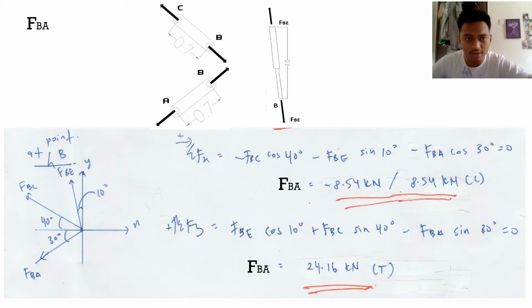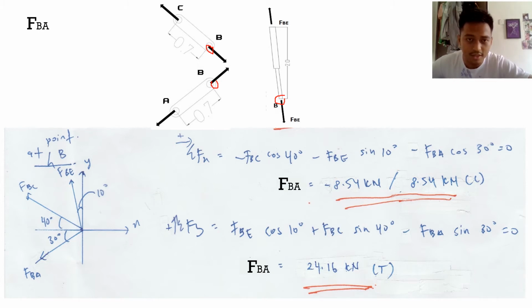Okay, now find FBA. I have analyzed the free body diagram, then these three free body diagrams. I have come up with this simple free body diagram at point B. As we can see here, FBE is going out from the B point. B point here, B point here, and B point here are joined at one point. Therefore, I assume the FBE is going out because the FBE from every member is going into the point. Okay, same goes to FBC.